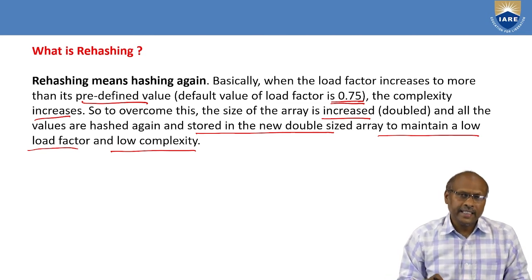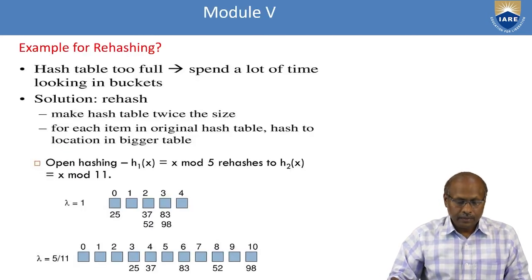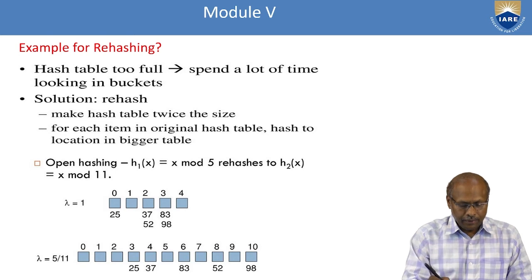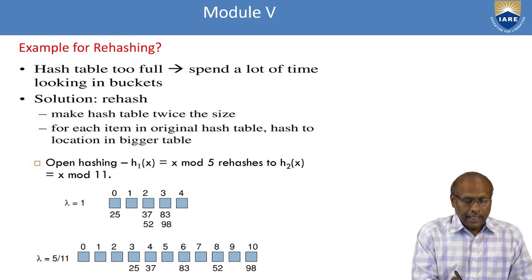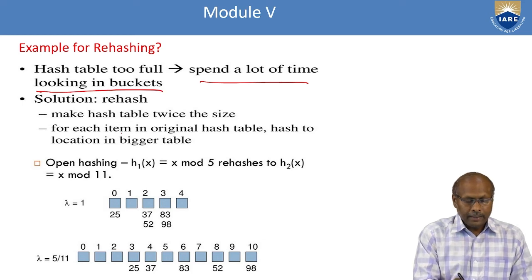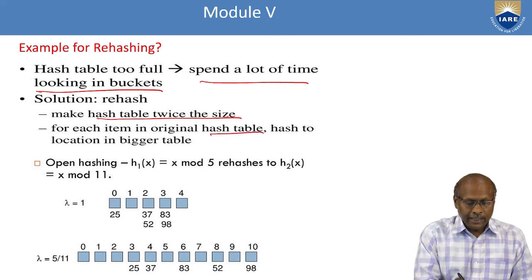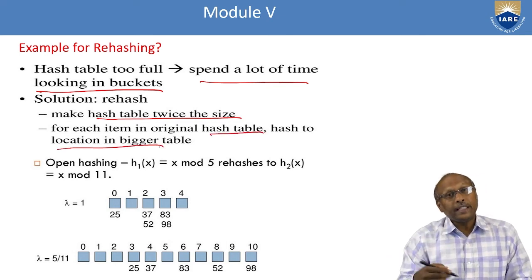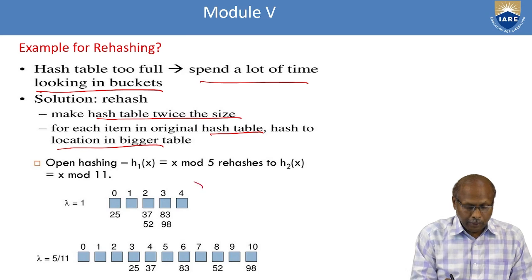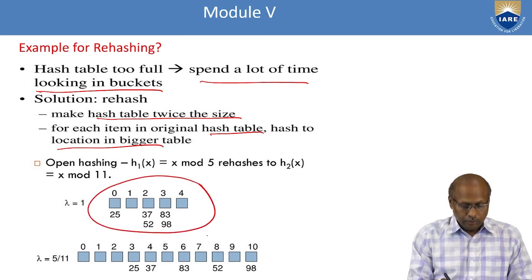Rehashing is generally required whenever the hash table is already full. Here is one example. If the hash table is full, you spend a lot of time looking through the buckets. So rehash it: it makes the table size twice, and for each item in the original hash table, it has to rehash and find the relocation. This is my original table. After rehashing, I'll get one more table.